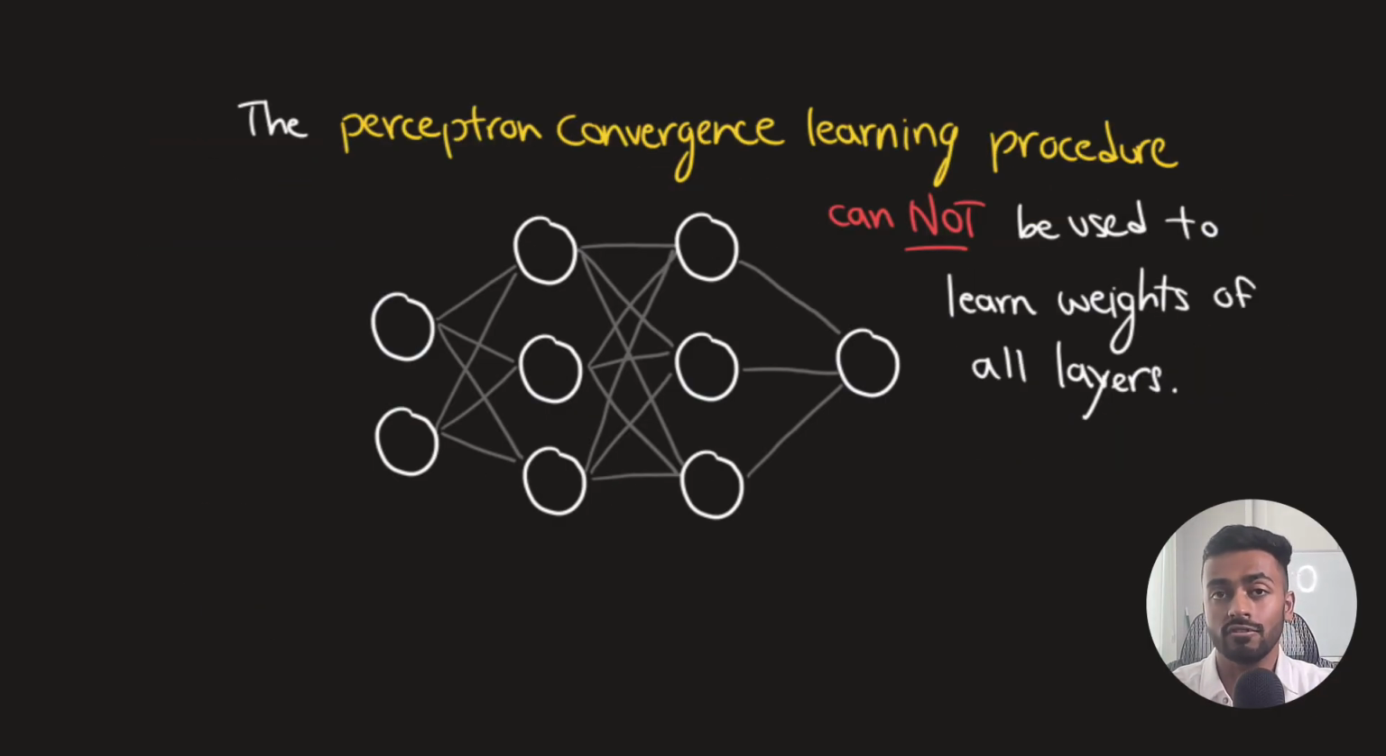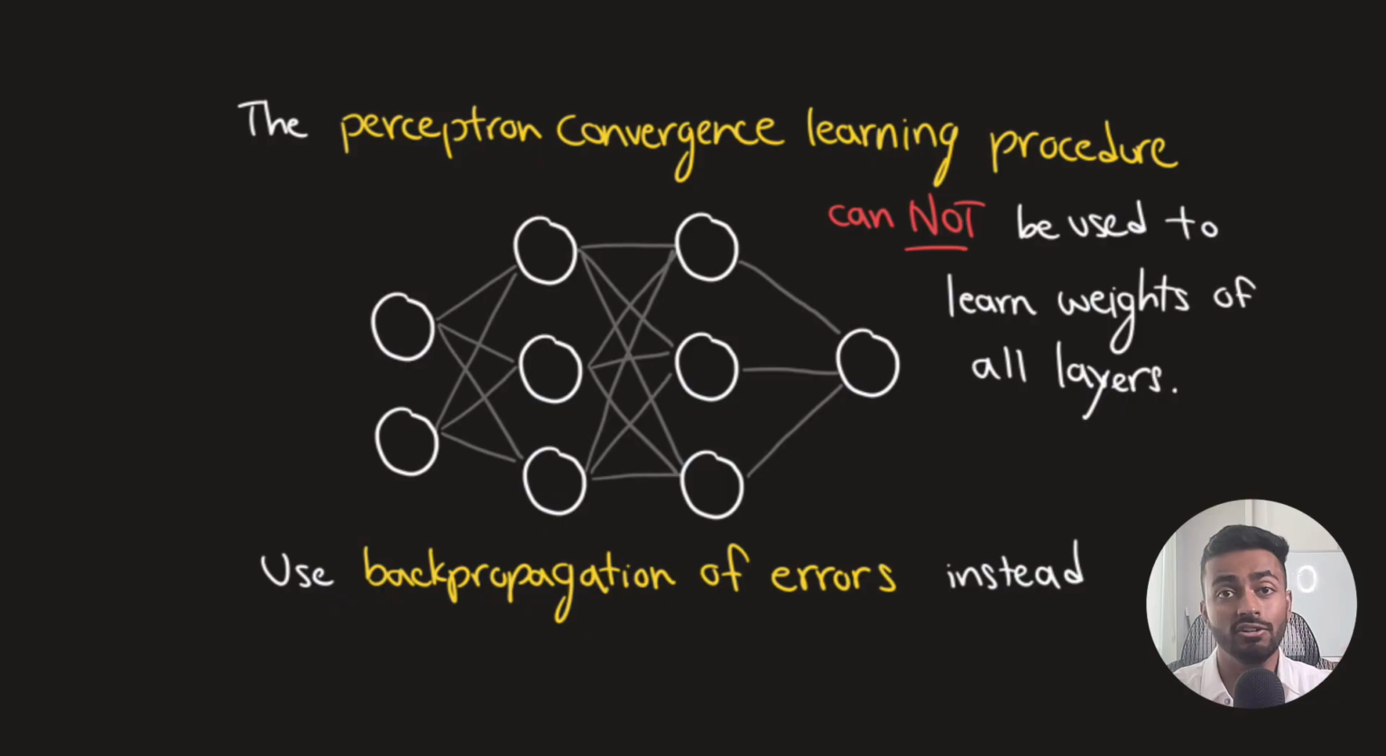The perceptron convergence learning procedure, which we typically used in the perceptron architecture, cannot be used to learn the weights of all layers. To understand exactly why it can only learn the weights of the last layer and not the other layers, I encourage you to check out that previous video. Because it can't learn the weights of all layers, we need a new learning procedure. The new learning procedure that we still use today is the backpropagation of errors.